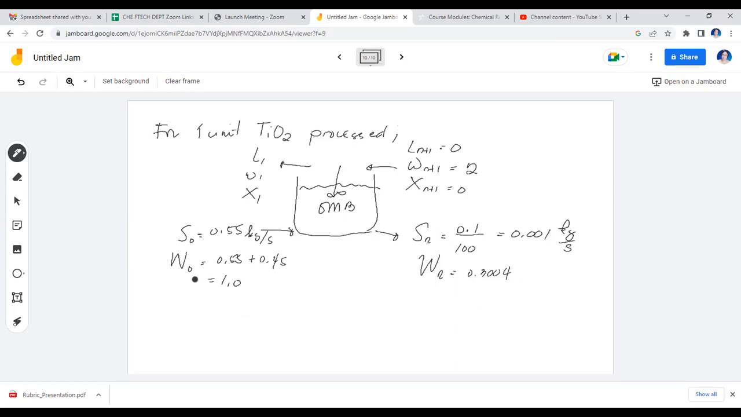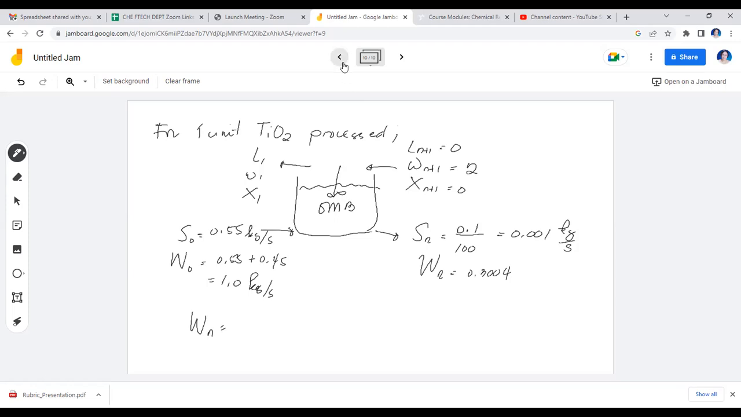Now, this capital W with the subscript 0 refers to the solution. So we have a 1 kilogram solution of contaminant that comprises the salt, which is the solute, 0.55, and 0.45, of course, water. So it's still 1 kilogram per second for the solution fed to the system of thickeners. Then the solution on the last thickener will be 0.3004. Now, the question is, how did we get this W sub n, which is 0.3004?